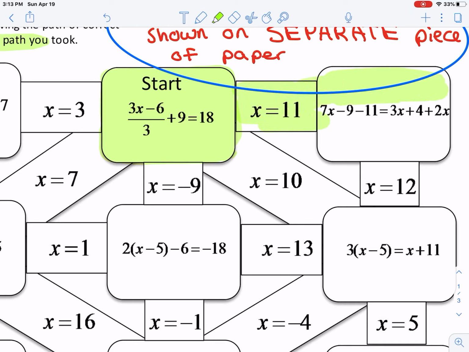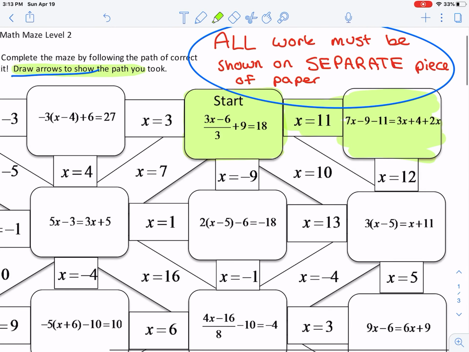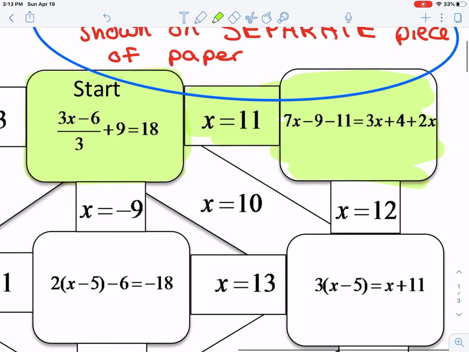So I'm going to go ahead and highlight my next part of that path. And again, you're just going to continue to go down this path.